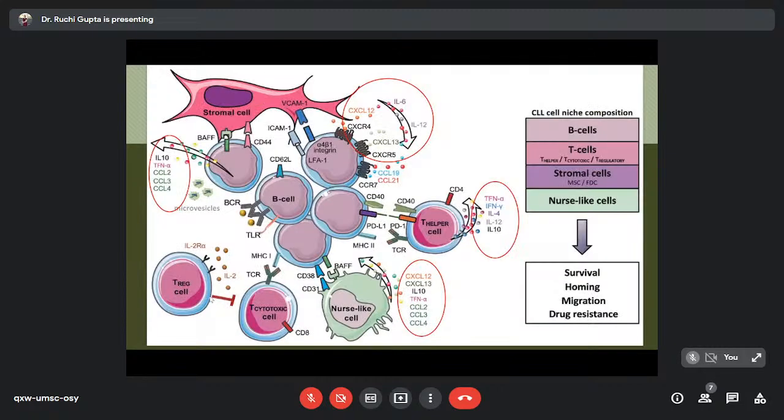So this is again just a recap of what these B cells, T cells, stromal cells, and all these cells secrete: many cytokines which are responsible for the survival, homing, migration, and drug resistance of the specific CLL cells. So among the pathways which are actually involved in promoting B cell survival and proliferation is the B cell receptor.